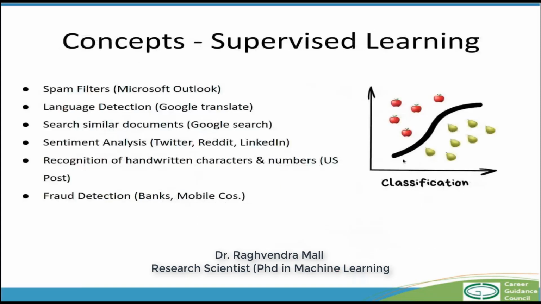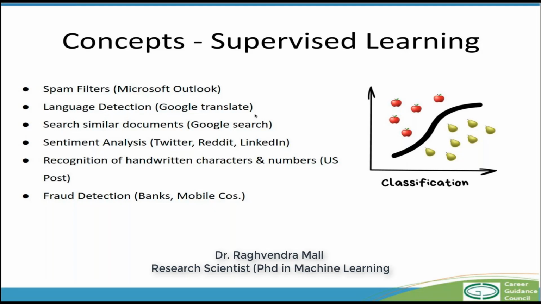So examples of supervised learning. I told you that we will give you a lot of real world examples without going into too much detail of the methodologies as such. But you can see the examples of supervised learning are like spam filters. Microsoft Outlook is using it, trying to differentiate something which is spam from non-spam, like a mail that is important versus a mail that is coming from an erroneous source.